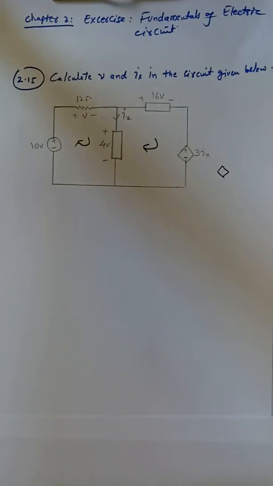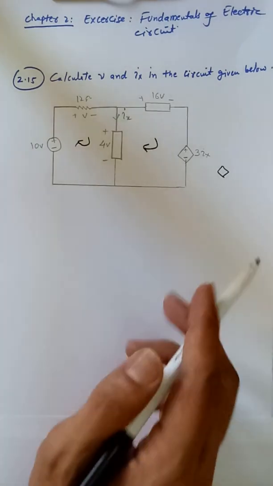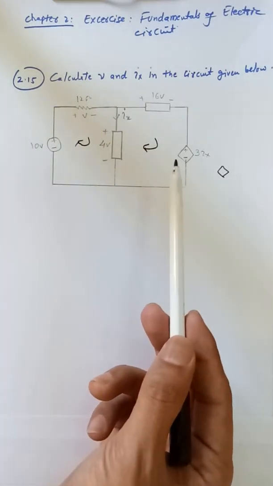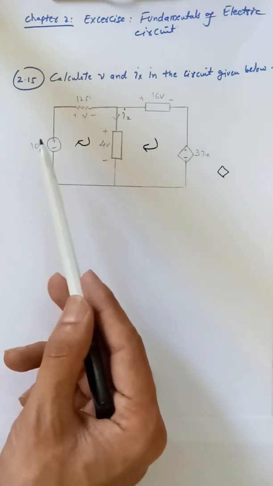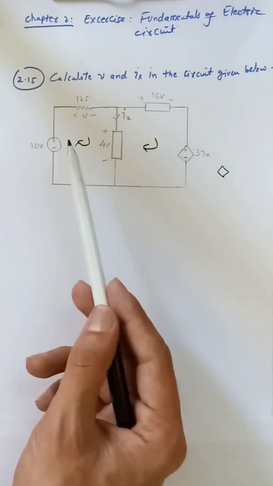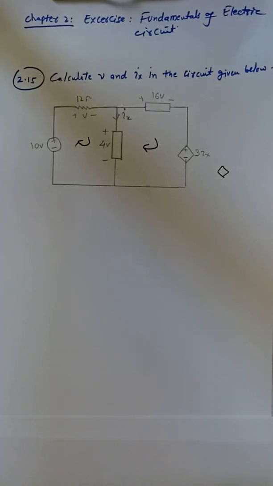A dependent source is basically an active element in which the source quantity is controlled by another voltage or current. A dependent source can be a voltage or a current source, but the quantity is controlled by another voltage or current because it is dependent on other sources. So how do we solve this particular question?